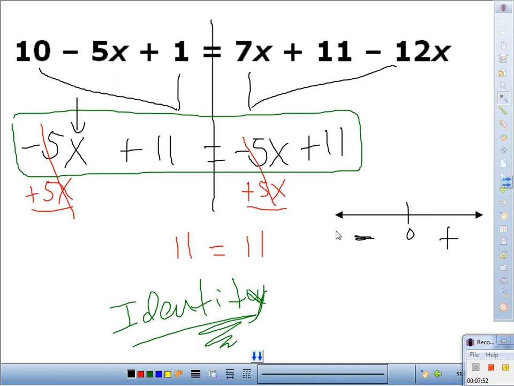Therefore, think about this question. If that's true and I continue doing that, and I keep getting the same answer for both sides, tell your neighbor what would be the solution to this equation. Talk it over, please.